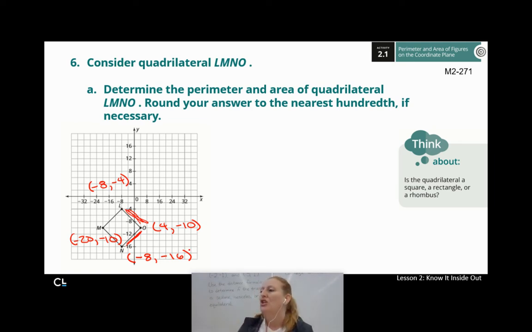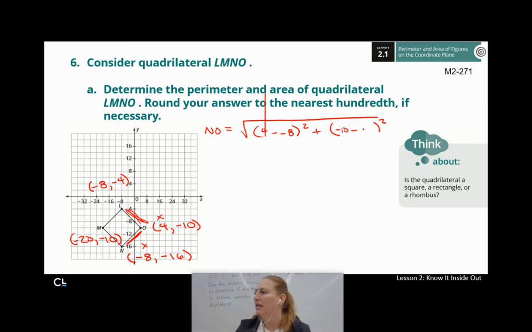It does. So I'm going to do that. So the base, NO, let's work on NO because that's my base. You remember your distance formula, and we subtract in the distance formula. My x coordinates, if I'm using these guys, are 4 and -8, so 4 minus a -8. Sorry for my weird pen. My y coordinates are -10 and -16, so -10 and a -16. Double negatives become pluses, so keep that in mind.